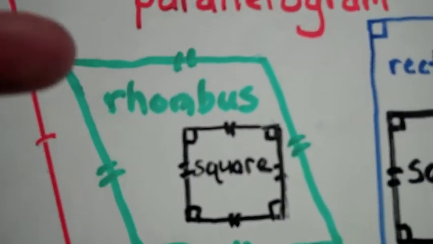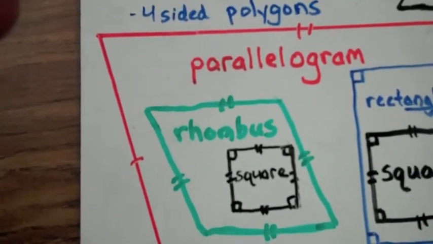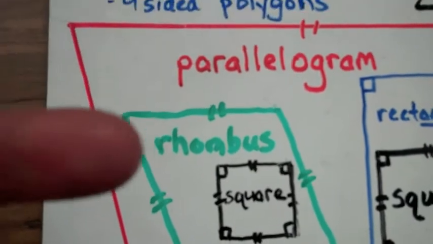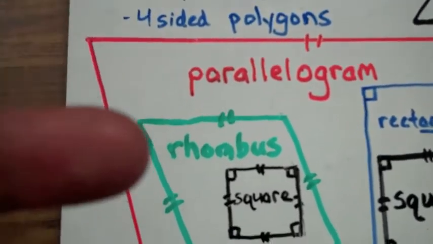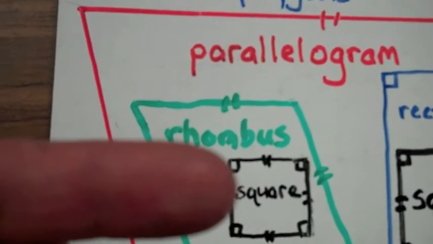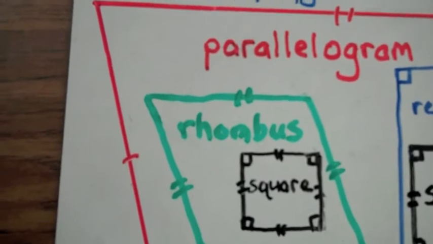So a square is a type of rhombus. It's also a type of parallelogram. It's also a type of quadrilateral. A rhombus is a type of parallelogram. It's also a type of quadrilateral. But sometimes a rhombus can be a square, but not all the time. A square always has to be a rhombus.